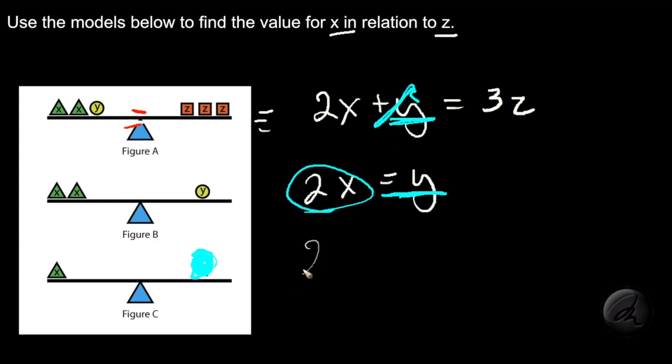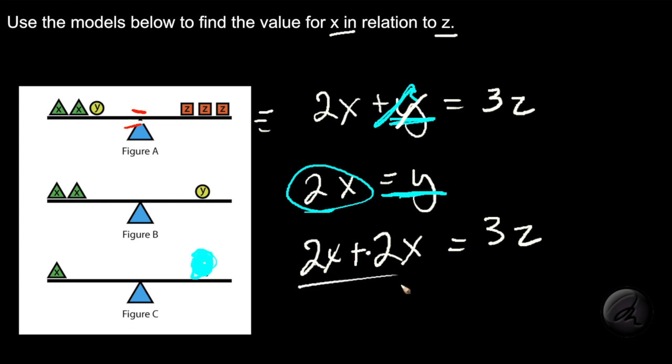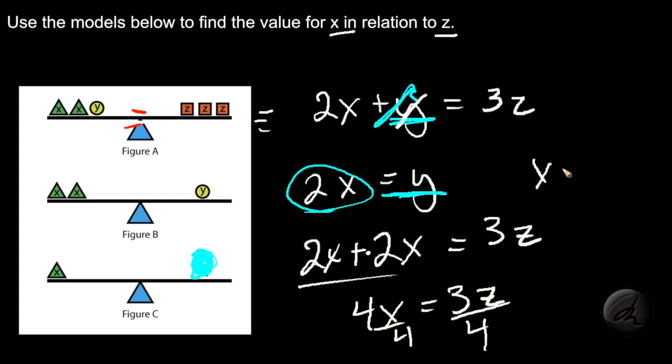Let's try that. 2x plus, instead of the y, I'm going to write another 2x because 2x equals y, equals 3z. Okay, well 2x plus 2x, I can combine those. That's 4x equals 3z. And now divide both sides by 4. And I have x equals 3/4 z.